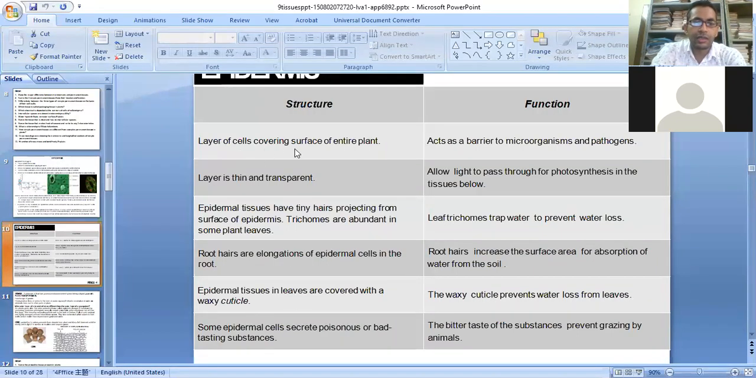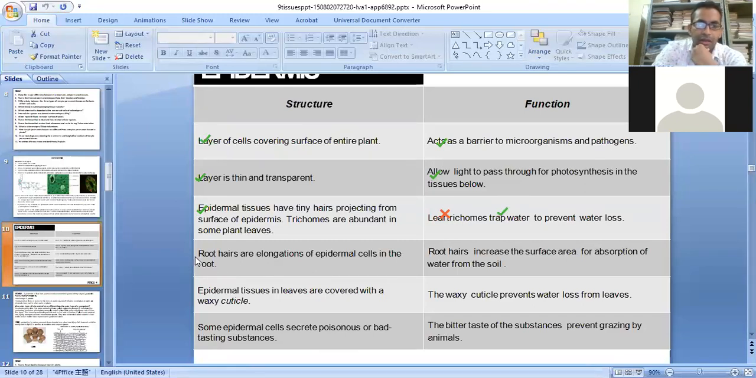Epidermis. It's a layer of cells covering the surface of the entire plant, and it acts as a barrier to microorganisms and pathogens. The layer is thin and transparent. It allows light to pass through for photosynthesis. Epidermal tissues have tiny hairs. You don't need to study this. They actually trap the water.